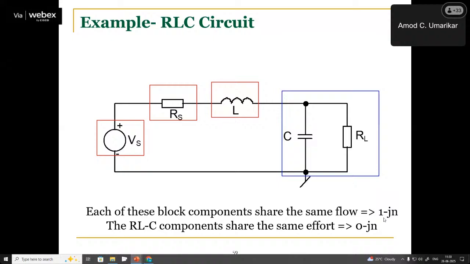So therefore there is a one junction, because elements at a one junction share the same flow. Similarly, C and R share the same effort, so there is a zero junction. So same flow, one junction; same effort, zero junction. That's the idea.